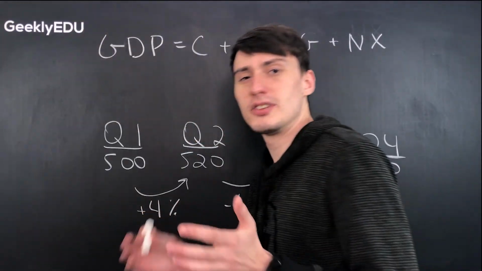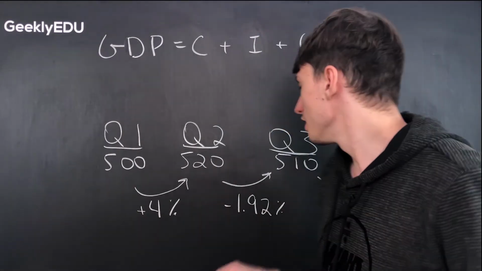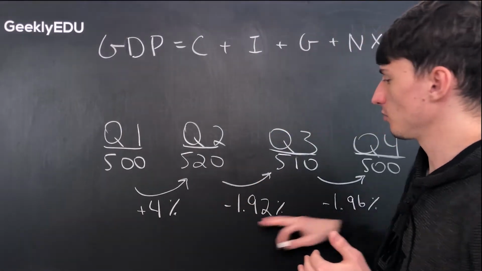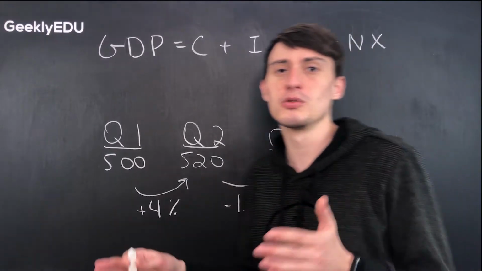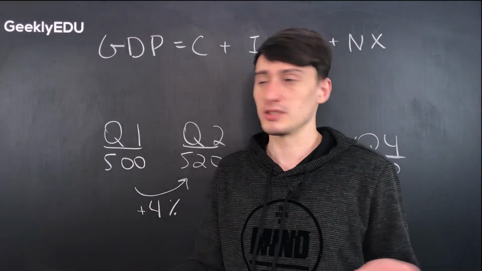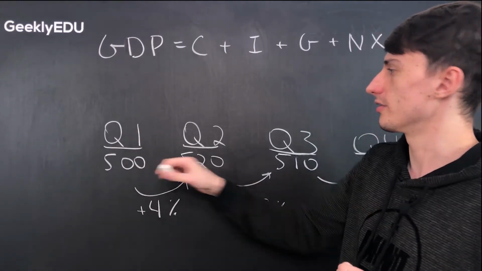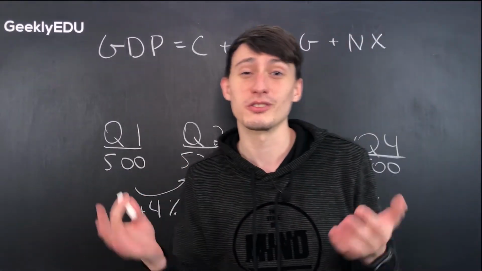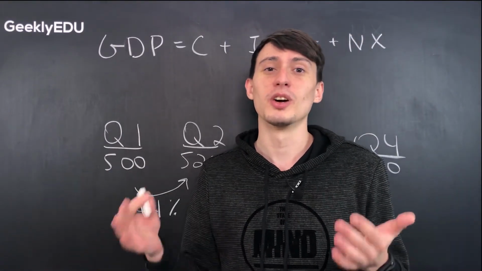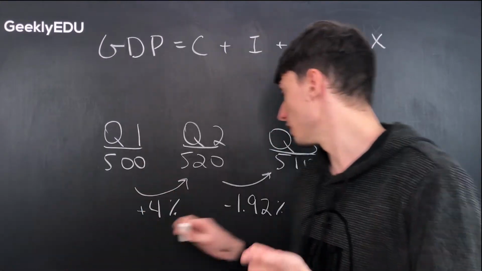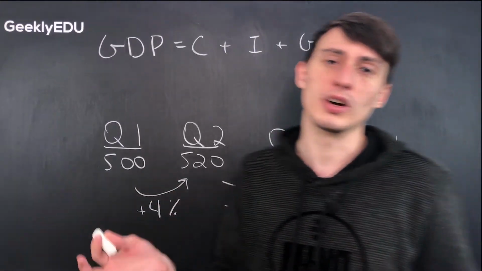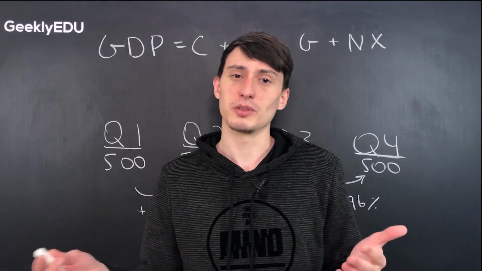Now, by the definition of recession, when you have two quarters with GDP growth below zero, it's a recession. That's what it is. So even though we end up with 500 and 500 in the first and fourth quarters, it's the same. Nothing really changed throughout the year. We still call it a recession because there were two quarters where the economy got worse. So that's pretty much it.